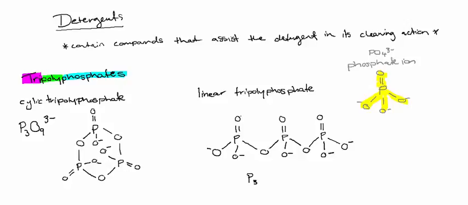So this time if we count up what we've got there, we can see we've got 3 phosphorus, we've got 1, 2, 3, 4, 5, 6, 7, 8, 9, 10 oxygens, and we've got 5 negative charges. So the formula for a linear tripolyphosphate ion is P3O10 5-.